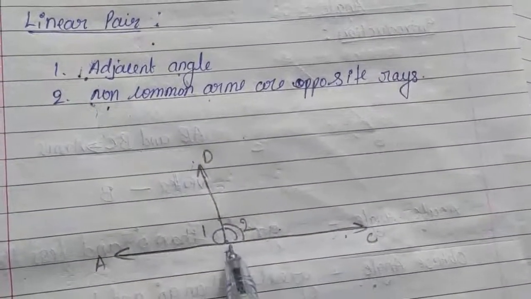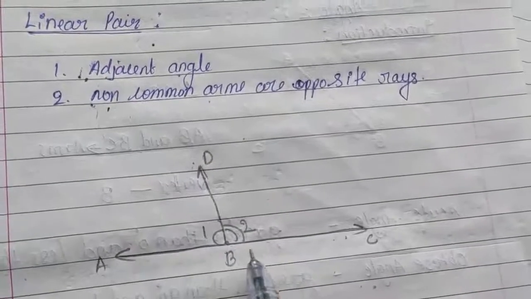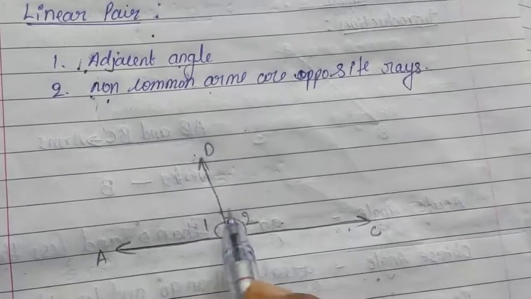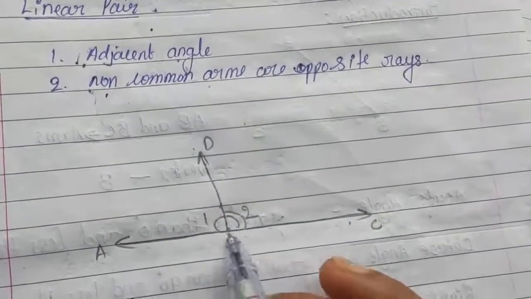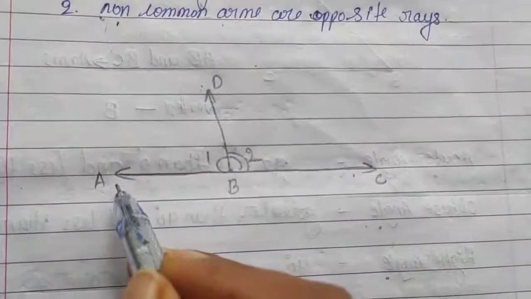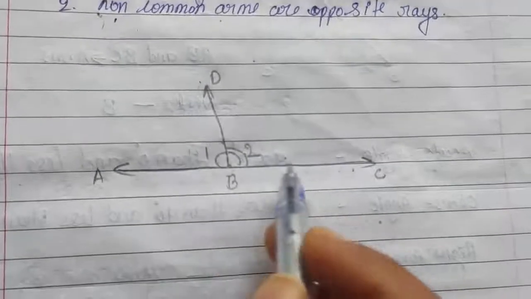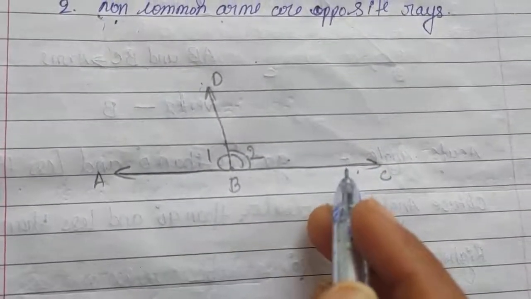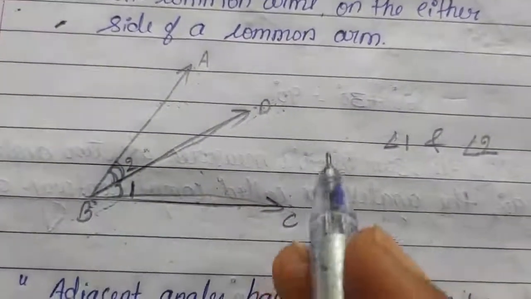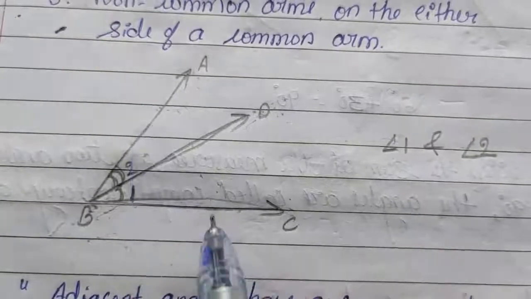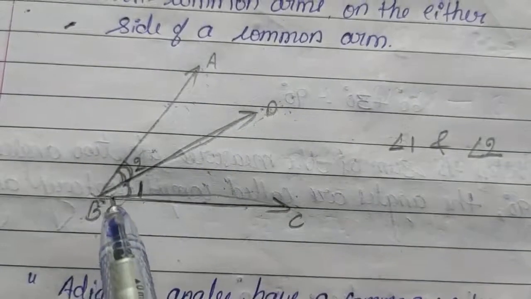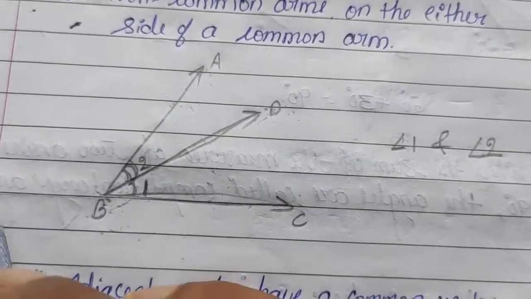Now what are the non-common arms here? AB and BC. These are non-common arms. Now here both are in opposite directions, means it is a straight line. Means angle 1 and angle 2 together amount to 180 degrees. Now here this is an adjacent angle, but it is not a linear pair because the non-common arms are not in opposite directions. This non-common arm should be this way, opposite of this arm.